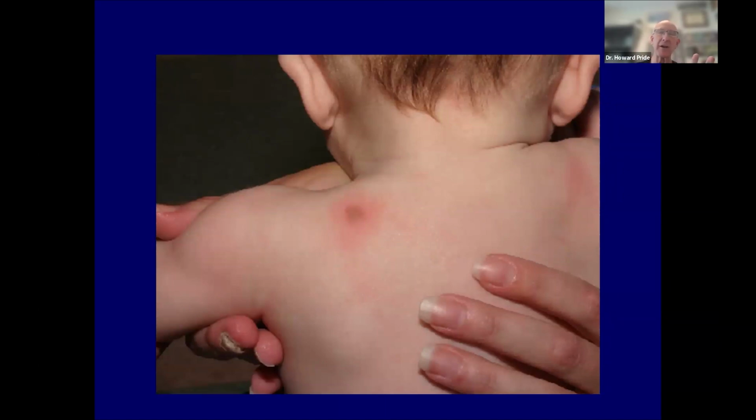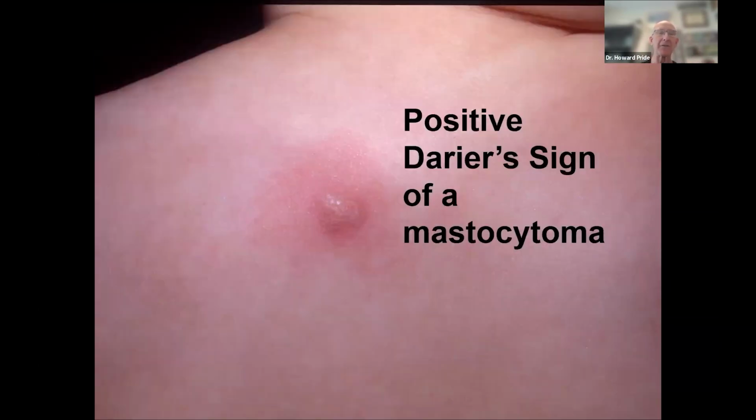So you get the picture here. All of these are fairly similar. So this is a true tell-tale sign of a mastocytoma. Mastocytoma, an abnormal collection of normal mast cells. So now we all know what mast cells are. We're painfully aware of mast cells.